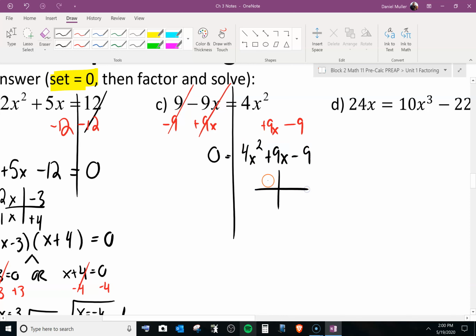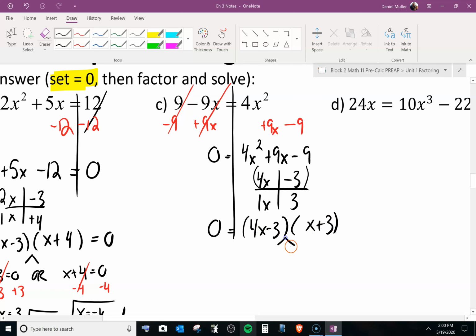Now I will have to factor this, and I'm just winging this right now. 4x and 1x. 3 and 3, make that one negative. And then that gets me 12x minus 3. 12 minus 3 is 9, and that's my middle term. So I've got my 4x minus 3 and my 1x plus 3. I'm not going to write the 1. I'll just write x plus 3.